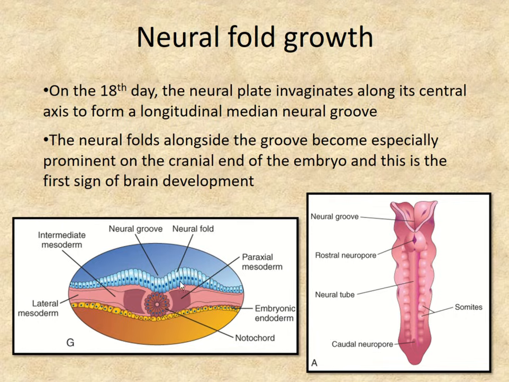All right, so you have this neural plate, the thickened ectoderm, and the folds are going to start to grow taller, and the plate appears to invaginate along the midline. We call this groove the neural groove. This neural groove becomes very prominent here at the cranial end of the developing embryo, and this is going to be the first sign of brain development. This is the region where the brain is going to develop, and we'll talk about that at another time.